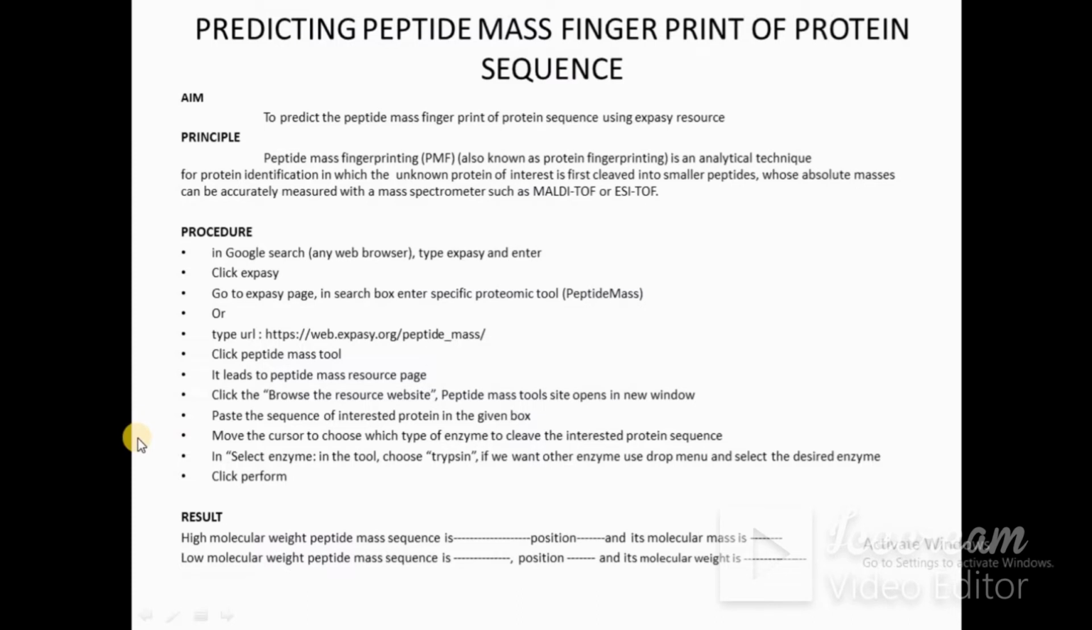Next we see about PeptideCutter. It is also similar to peptide mass fingerprinting. So it's the same one. We have to choose the protein and the enzymes. And another tool is Peptra.